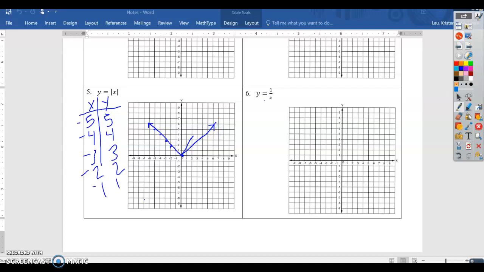So my domain, I'm going to write it in interval notation this time so I can practice. I can plug any x value I want, so my domain goes from -infinity to +infinity. And then my range is from 0 to +infinity.